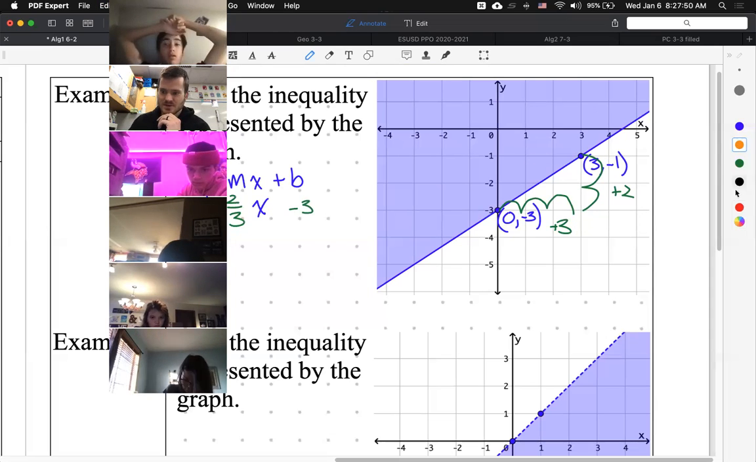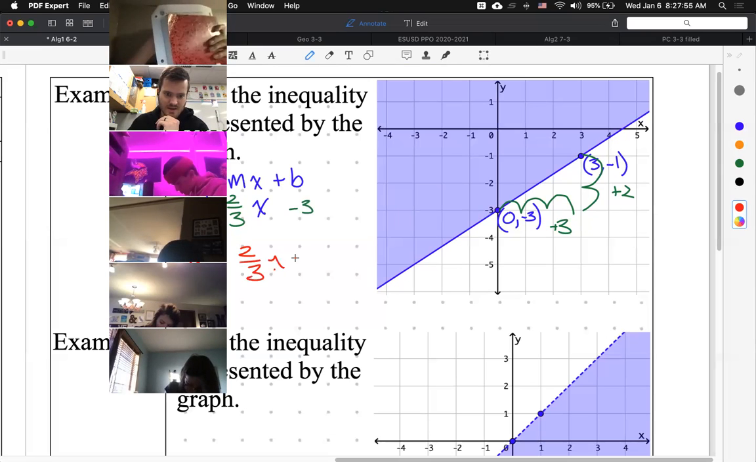There it is. So let's write down the final answer. I still have that y. I still have that 2/3 x minus 3. And the only change now is to say greater than or equal to. Final answer, box it.